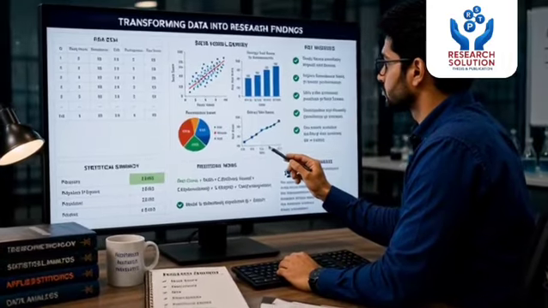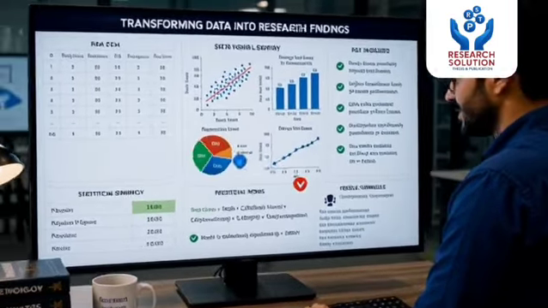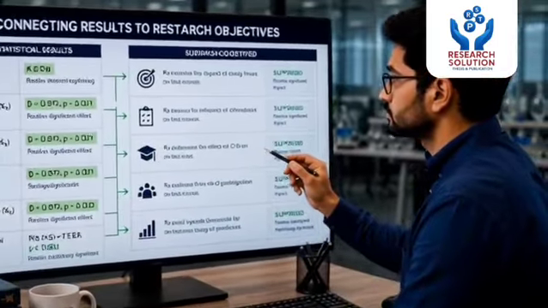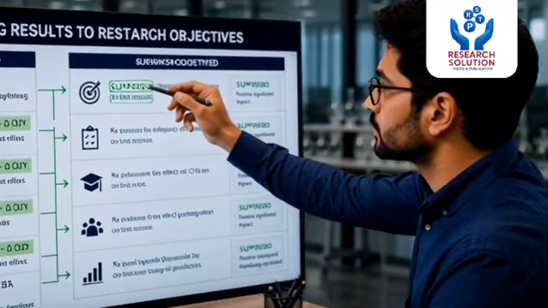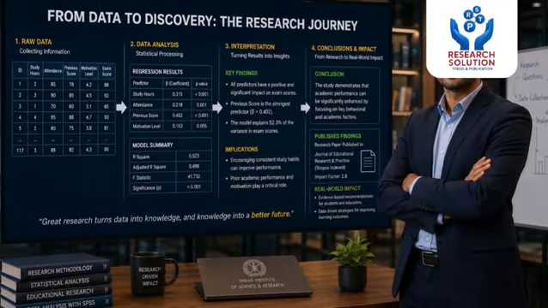With practice, SPSS tables become less intimidating and more informative, helping you transform raw data into meaningful research conclusions.